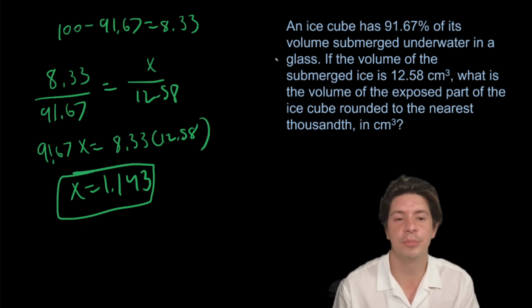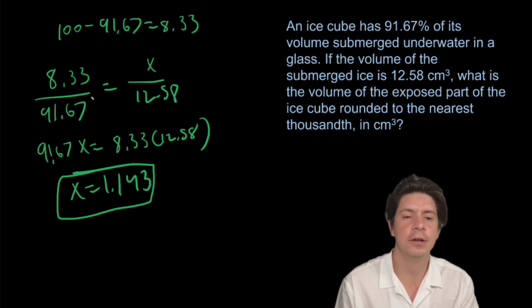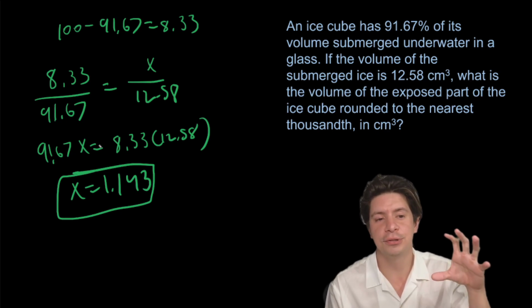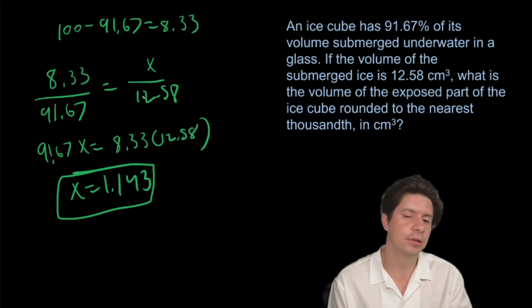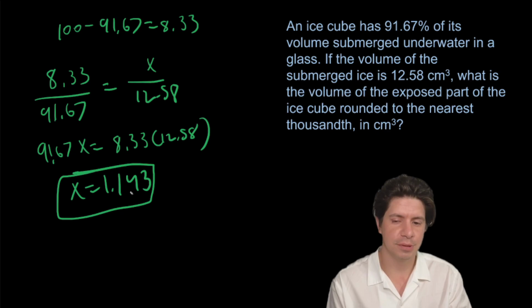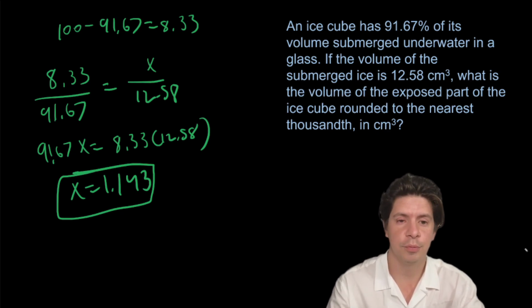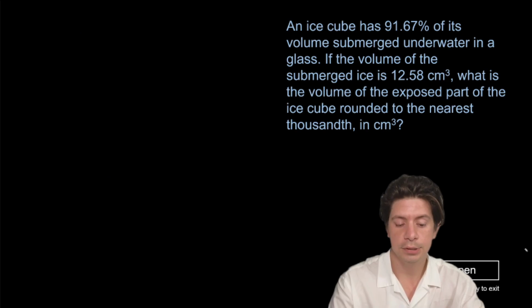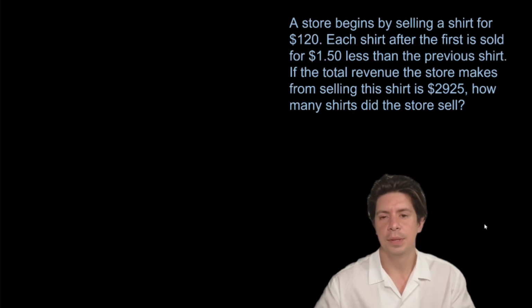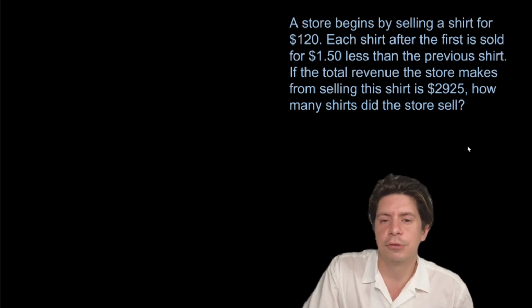I think the thing that throws people off is they'll do 91.67 over 100 and find the whole ice cube, or they'll do 8.33 over 100 and find a number smaller than this. But this is the way you want to do it, a classic percentage question with proportions. So let's try the next one together. A store begins by selling a shirt for $120.